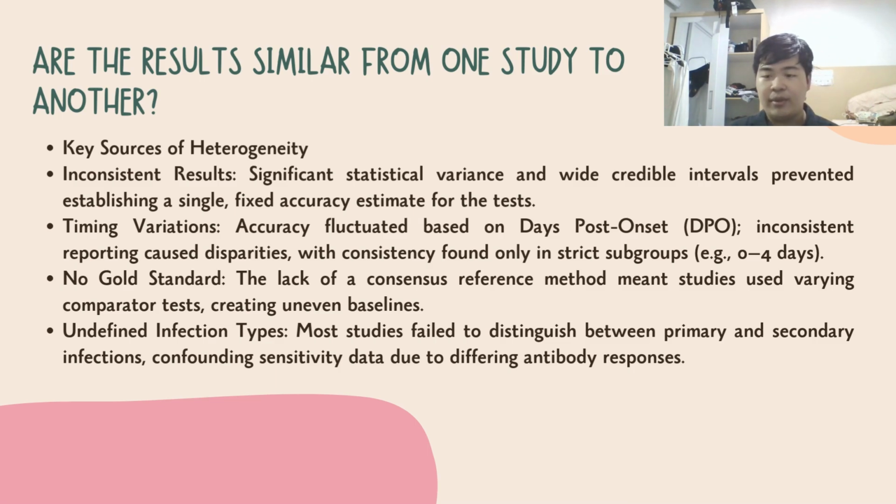This variation was primarily driven by inconsistencies in the timing of testing relative to the days post-onset of the symptoms, as results only achieve similarity when analyzed within strict temporal subgroups. Furthermore, the lack of a consensus gold standard and the failure to distinguish between primary and secondary infections introduce additional methodological and clinical confounding, significantly contributing to the lack of uniformity in the test performance.